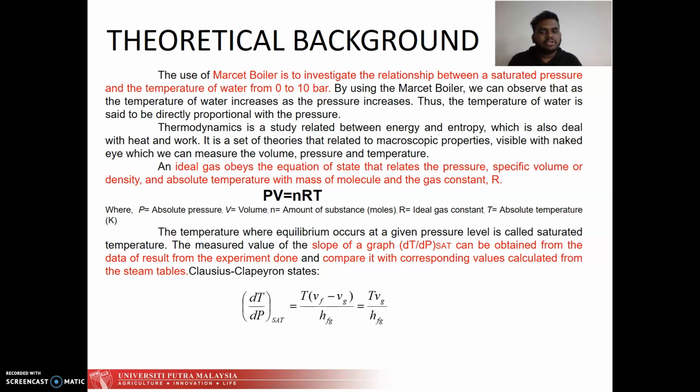The measured value of the slope of a graph dT over dP saturated can be obtained from the data resulting from the experiment done and compared with corresponding values calculated from the steam tables. Here the Clapeyron equation states dT over dP saturated equals to T vfg over hfg, which we use to calculate the heat of vaporization of water.